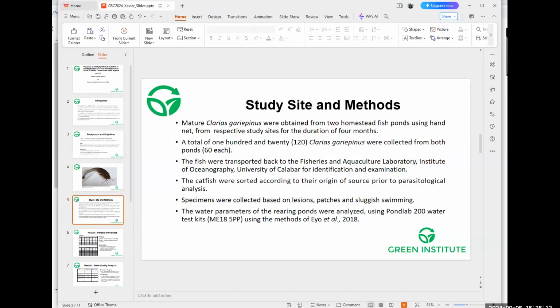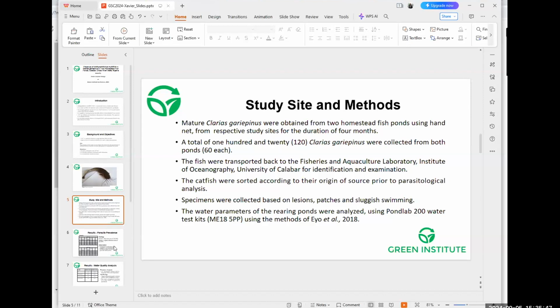Mature Clarias gariepinus were obtained from 2 homestead fish ponds using hand nets from respective study sites for the duration of 4 months. A total of 120 Clarias gariepinus were collected from both ponds, 60 each. The fish were transported back to the Fishes and Aquaculture Laboratory, Institute of Oceanography, University of Calabar, for identification and examination. The catfish were sorted according to their origin of source prior to parasitological analysis. The water specimens were analyzed using Pond Lab 200 water test kits, using the methods of Ayo et al.